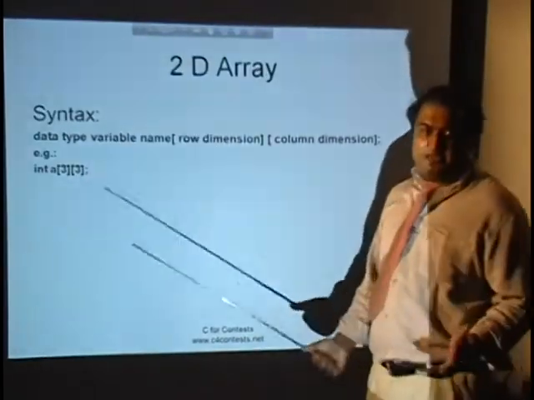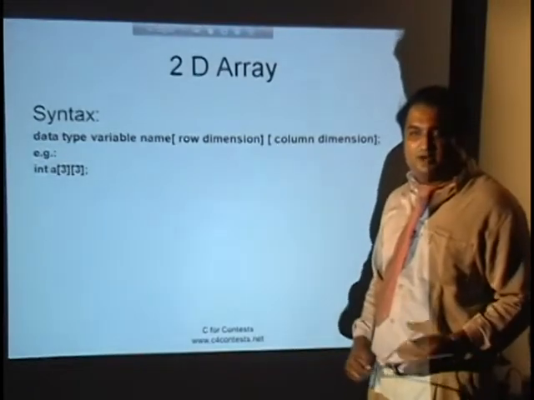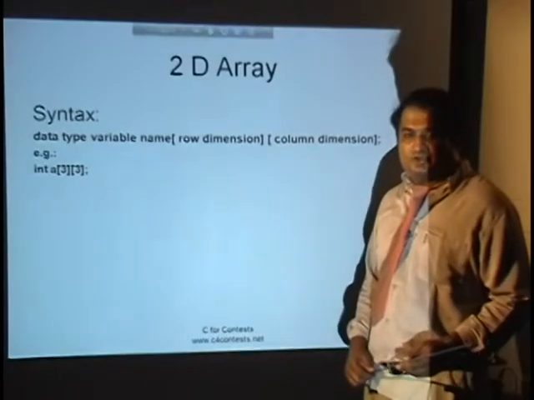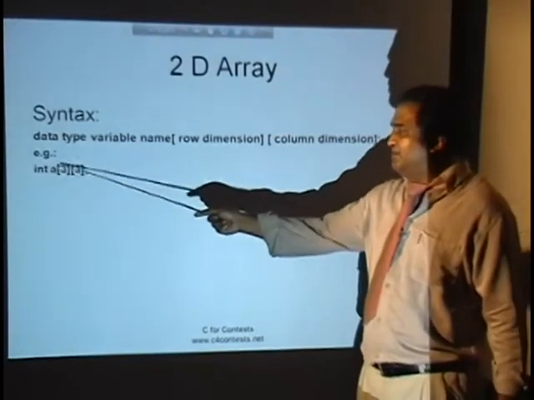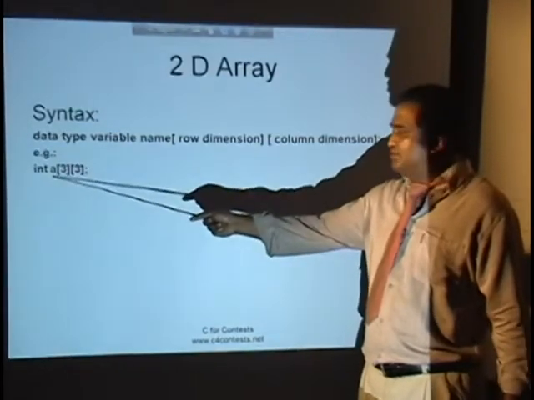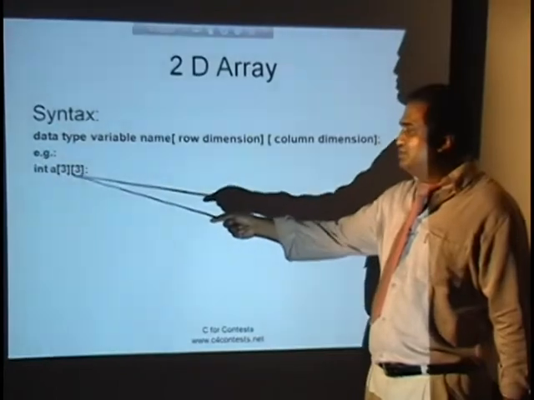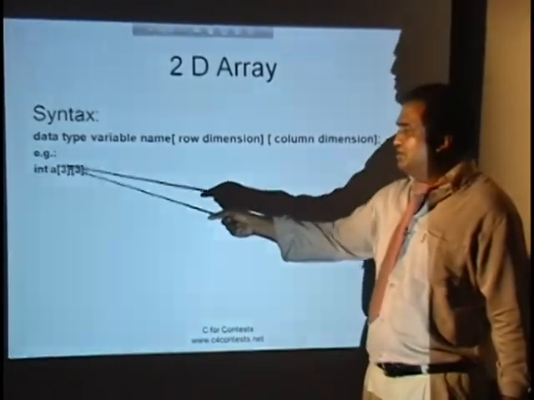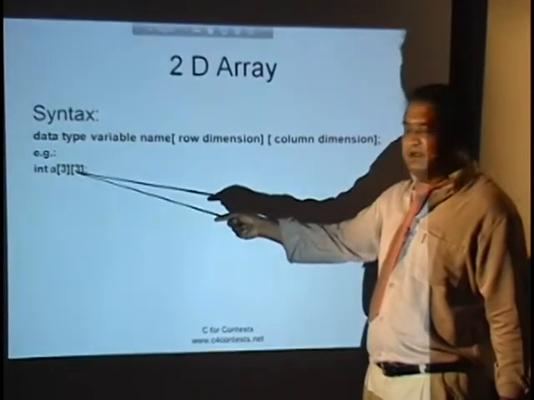Next is a 2D array. Especially whenever you use a matrix, you need this array a lot. Same concept: if you want to declare an array, previously for a single array we used only one brace, like a[3]. But this time, since we are using a 2D array, with 2 dimensions, we are going to use 2 braces, and inside these 2 braces we are going to put the values.